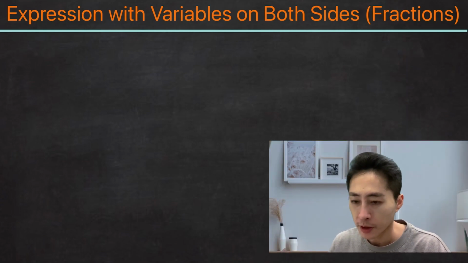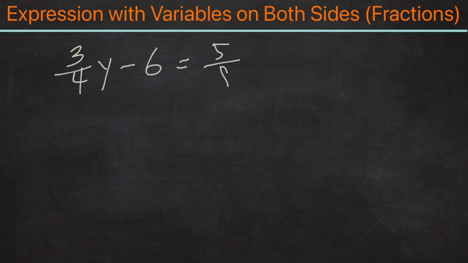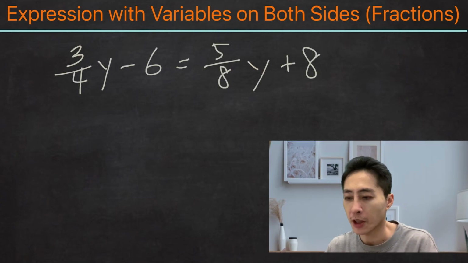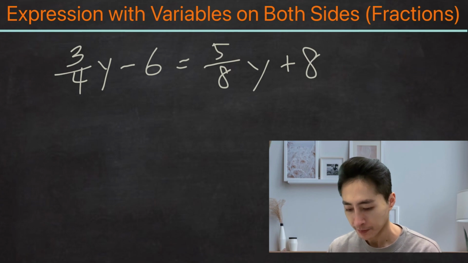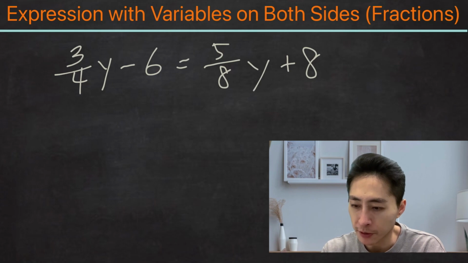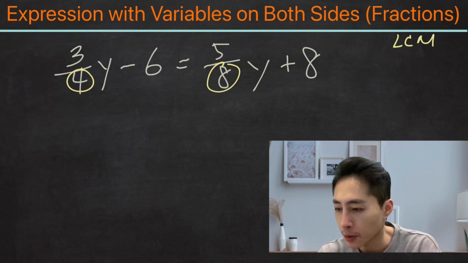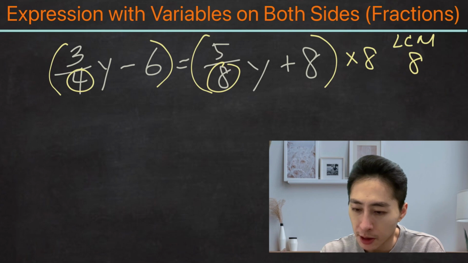Okay, and now we're going to move on to a quiz problem. Feel free to pause the video and work on this problem and play the video again when you are ready to see the answer. Okay, hopefully you look at the fraction and determine that the least common multiple is 8. So the way to do this is multiply both by 8.